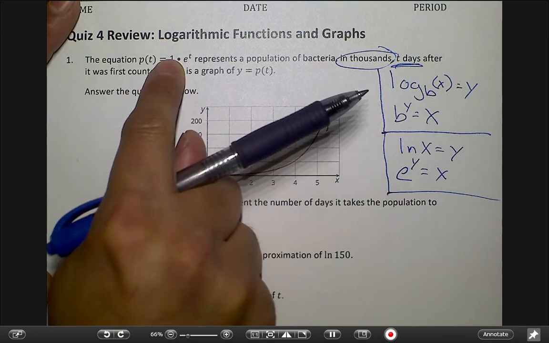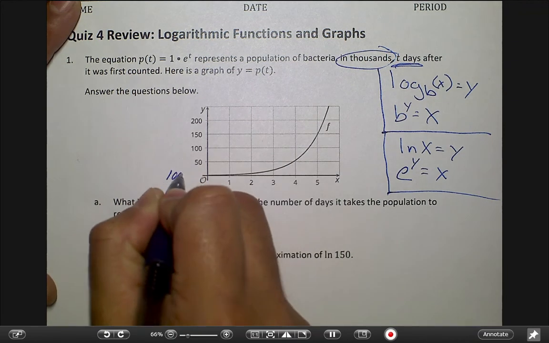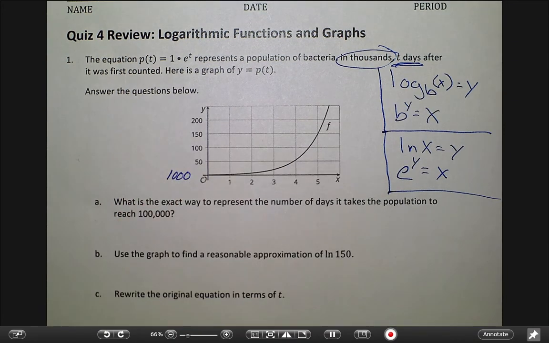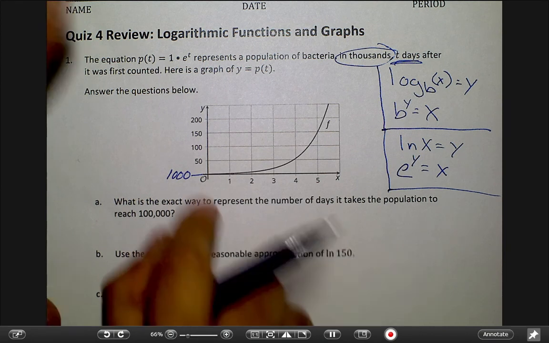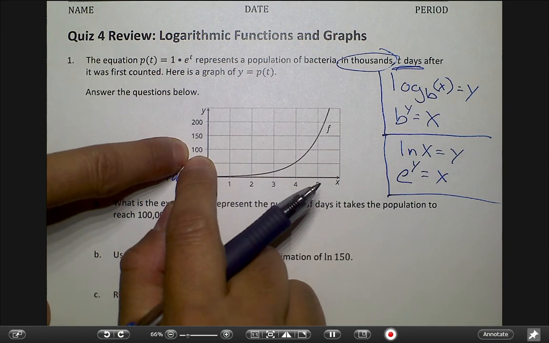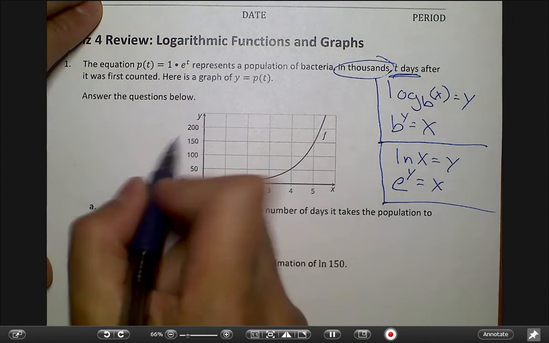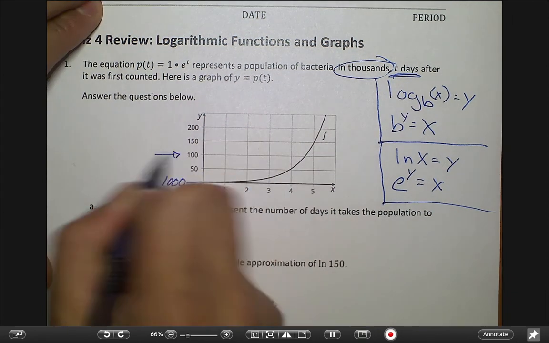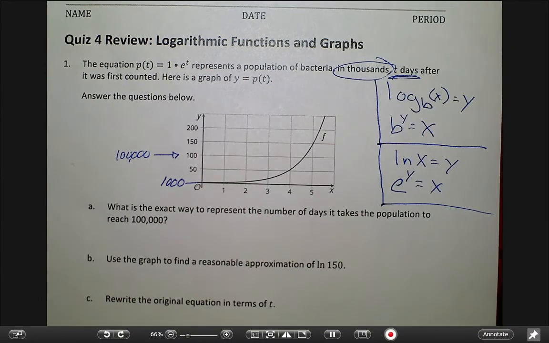So every one represents, I'm going to write that right here, 1,000. Now, where would I find 100,000 on my graph? At the 100, right? Because every one of these is 1,000. So I'm going to show that this one is also. There's my 100,000 right there.